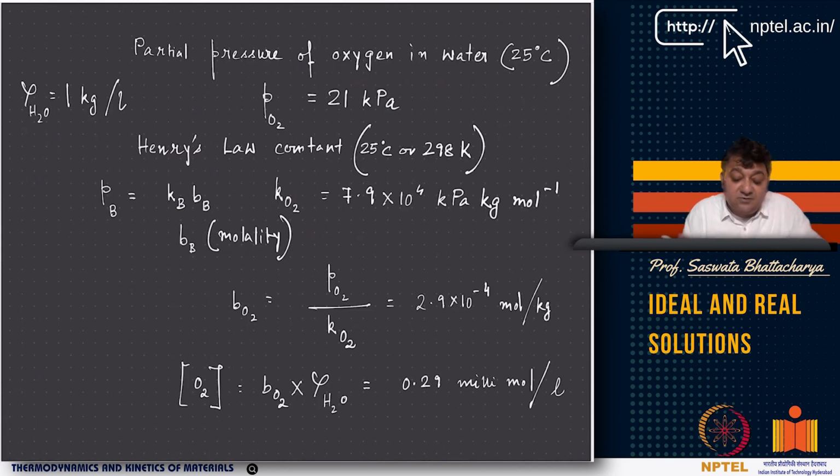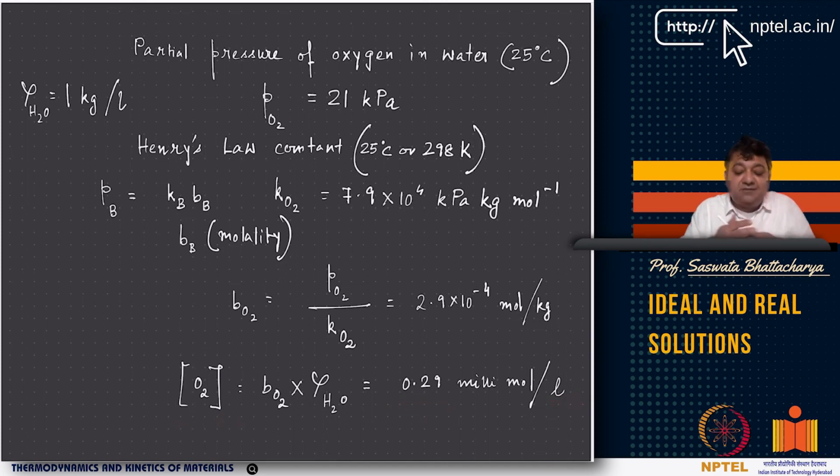So that's the idea. Partial pressure of oxygen in water, for example, is 21 kPa, and Henry's law constant, say for example, is given by 7.9 × 10^4 kPa kg per mole, and Pb equals Kb Bb, where Bb is the molality of B. Here B is O2, so BO2 is PO2 by KO2, where KO2 is the Henry's law constant. That is how much oxygen is dissolving in water. So we can see it is 2.9 × 10^-4 moles per kg. So the concentration of O2 is 0.29 millimoles per liter.